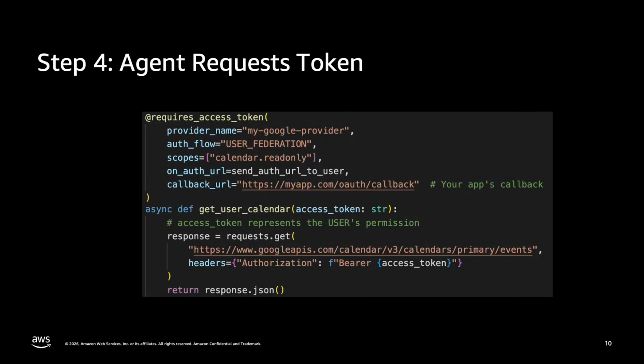Let's look back at the code the developer wrote. The requires access token decorator specifies a credential provider name and sets the OAuth flow to user federation. When get user calendar is called, the decorator is triggered. Let's see what happens behind the scenes.